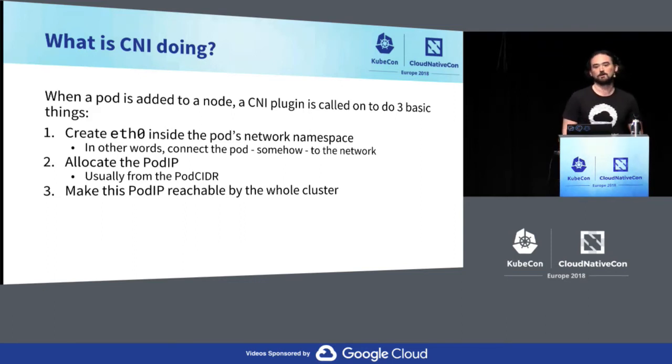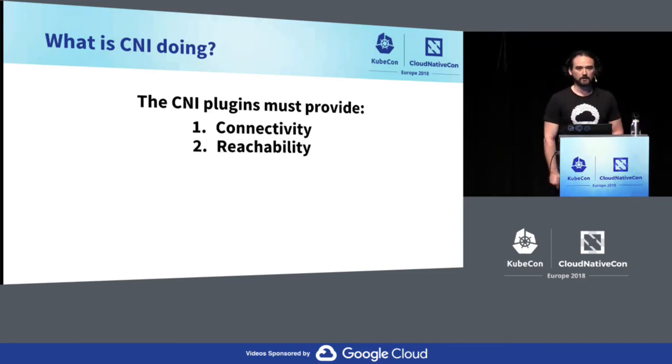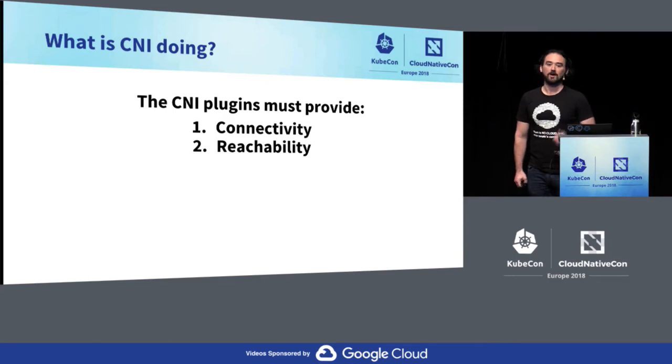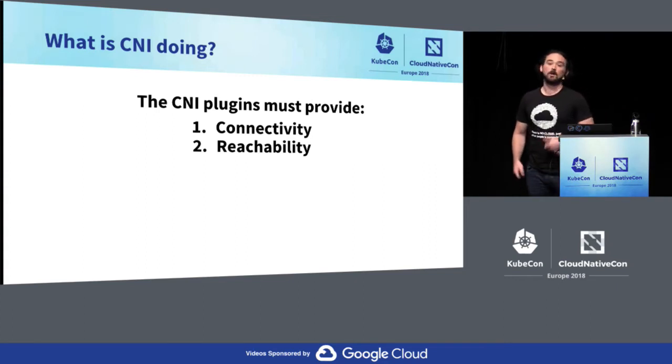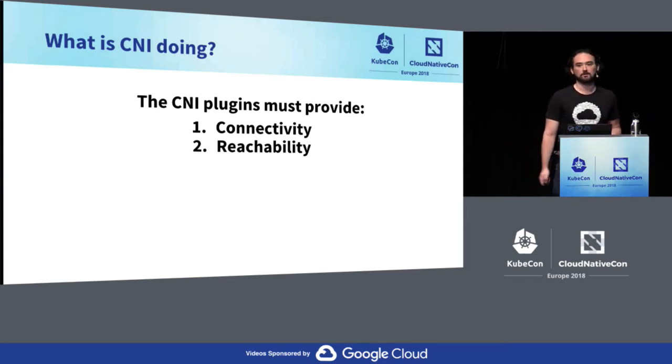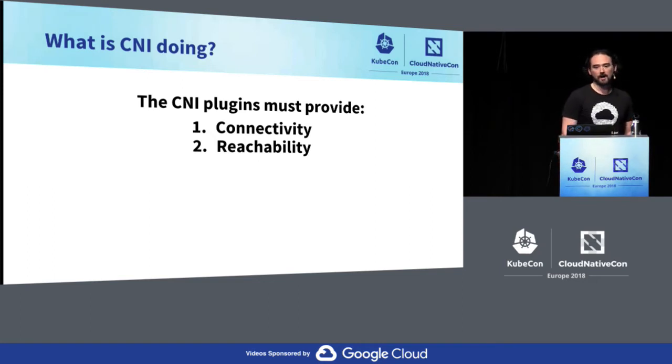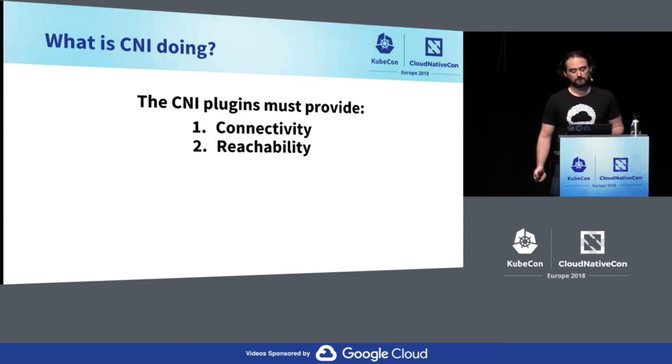by the whole cluster. So in other words, a CNI plugin is expected to do two related but distinct tasks. It needs to provide connectivity to an isolation domain. In other words, it needs to put eth0 inside this network namespace, or it could also be required to put eth0 inside, say, a virtual machine. That's connectivity from the domain to the host. It also needs to provide reachability. In other words, this pod IP needs to be reachable to the entire cluster.